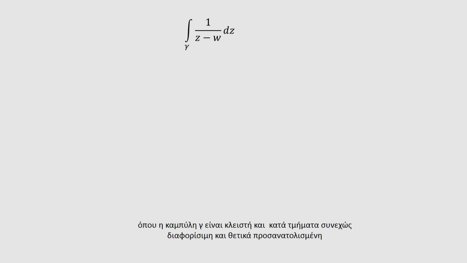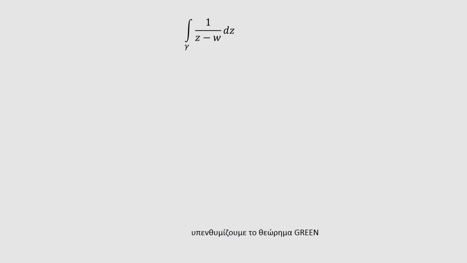We will calculate the most significant integral in complex analysis, using only Green's theorem. When a gamma curve is closed, piecewise continuously differentiable and positively oriented, we recall Green's theorem.